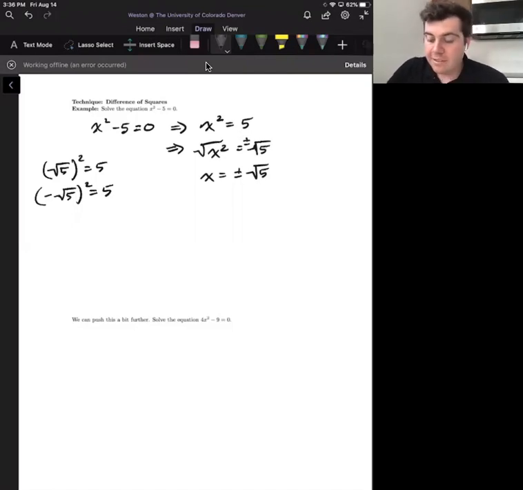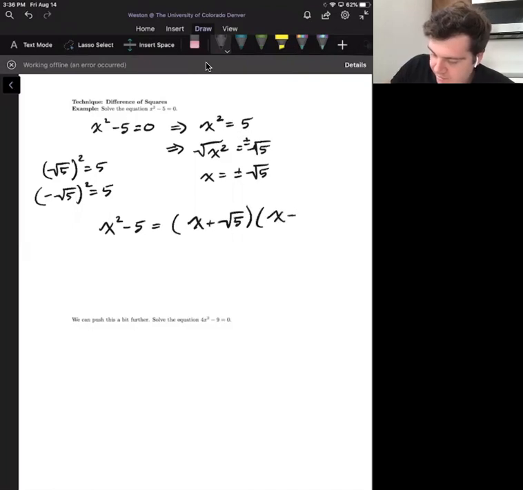And once we know the solutions, this means that we can write down the linear factors. So we can say x squared minus 5 is equal to x plus the square root of 5 and x minus the square root of 5.